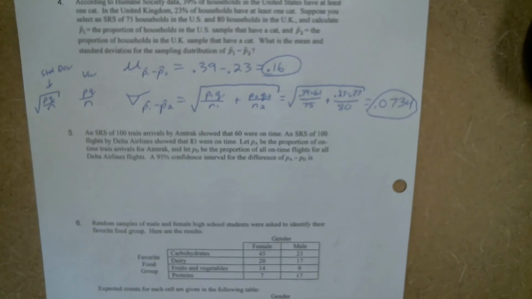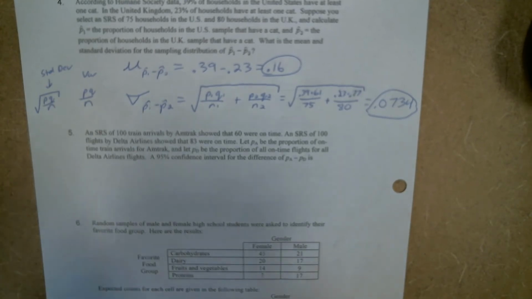Number 5, an SRS of 100 train arrivals by Amtrak showed that 60 were on time. An SRS of 100 flights by Delta Airlines showed that 83 were on time. Let PA be the proportion of on-time train arrivals, and let PD be the proportion of all on-time flights for Delta. A 95% confidence interval for the difference between PA and PD is what?